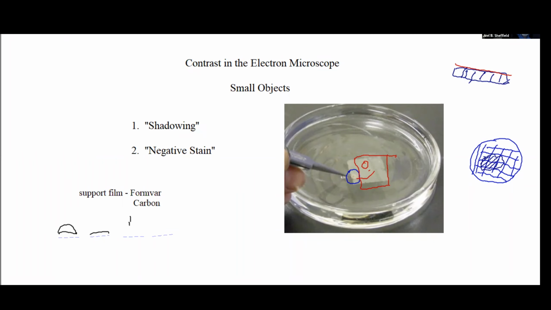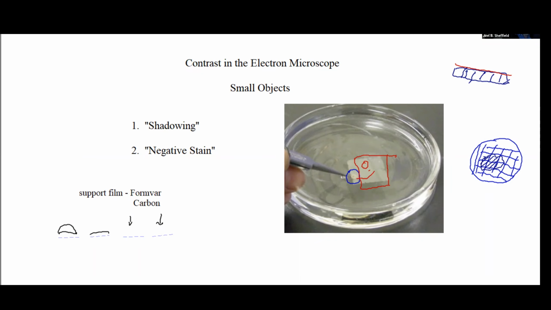One choice is to apply some sort of staining material. That would be, in most cases, this idea of negative stain. The other would be to let it dry completely and carry out this process of shadowing. Shadowing is a little different from what you do as a pre-med student. In this case, the shadowing means applying a coating of some material to the sample that's on the grid.